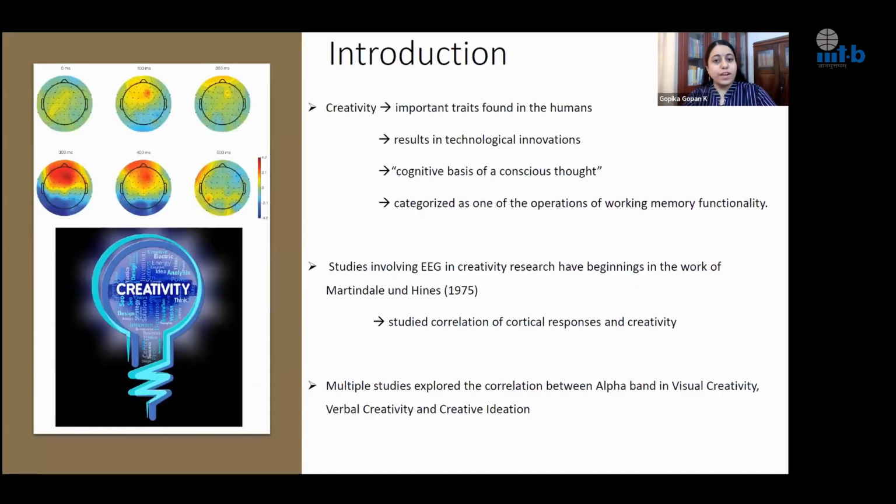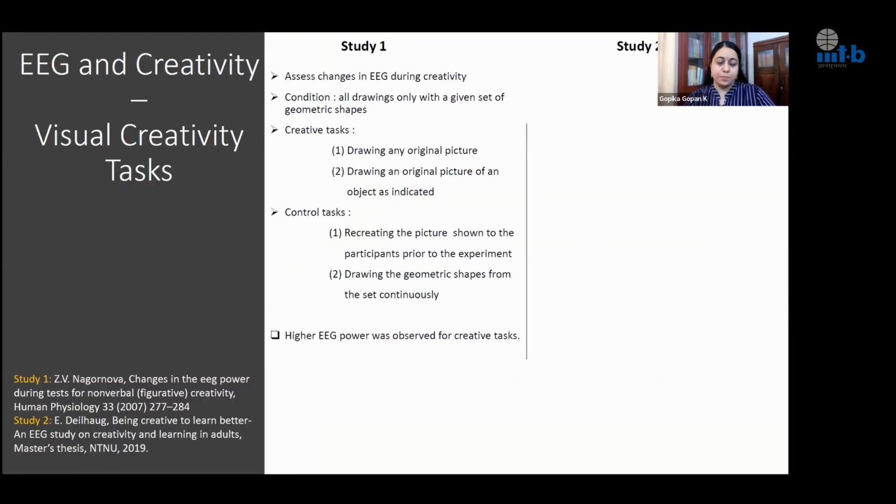Creativity can be considered as an important trait found in humans and can be viewed as a cognitive basis of conscious thought. The studies involving EEG in creativity started in 1975, where they started studying the correlation of cortical responses and creativity. Now, multiple studies have explored the correlation between the alpha band in EEG and visual creativity, verbal creativity, and creative ideation. In terms of EEG creativity, we are focusing on visual creativity tasks, and there are two studies on which our present work is focused.